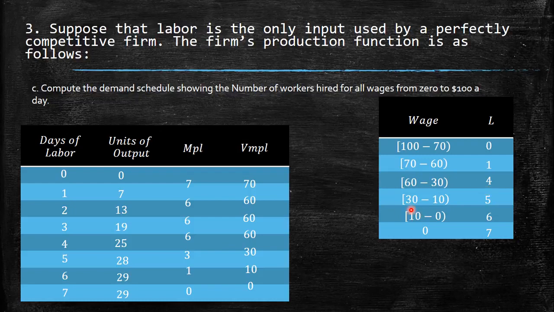Then when the wage is between 30 and 10, I can hire 5: 1, 2, 3, 4, 5. And when the wage is between 0 and 10, I can hire 6 guys, because again they will bring me benefits. And when the wage is 0, I will hire the maximum, which is 7, where all of them will bring positive benefits until the last one, the 7th guy, who will produce 0 as additional. So when the wage is equal to 0, this should be the maximum, the most efficient.